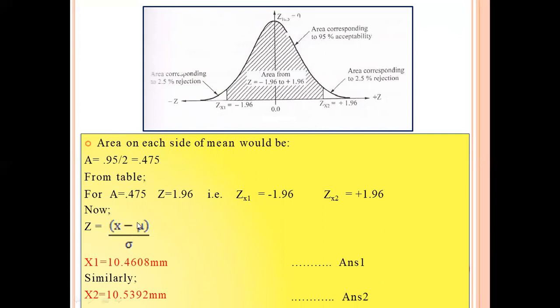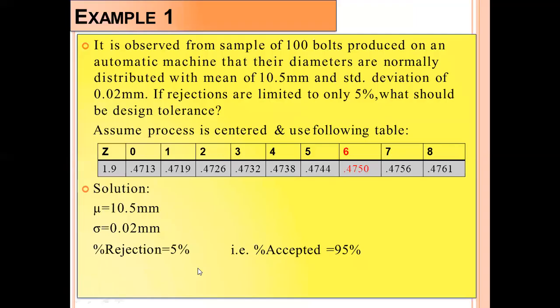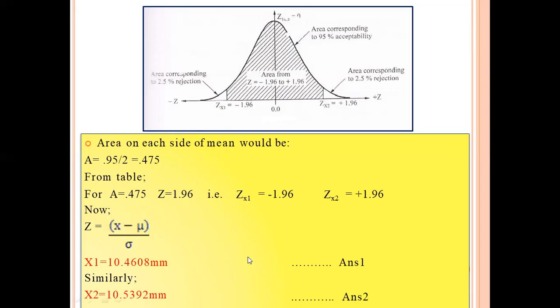So from this formula, Z equals x minus mu upon sigma, we will get the values of x1 and x2. Z we know, sigma we know, mu we know. So we calculated the x1 value from Z1. That will become 10.4608 mm, and x2 will become 10.5392 mm. So these are nothing but the tolerances for this problem. If the mean is given, the standard deviation is given, and the percentage of acceptance and rejection is given, we can calculate the area from the table, and we can calculate the Z value from the standard values in the table. For this area 0.475, Z will be minus 1.96, and for the positive side Z will be plus 1.96.